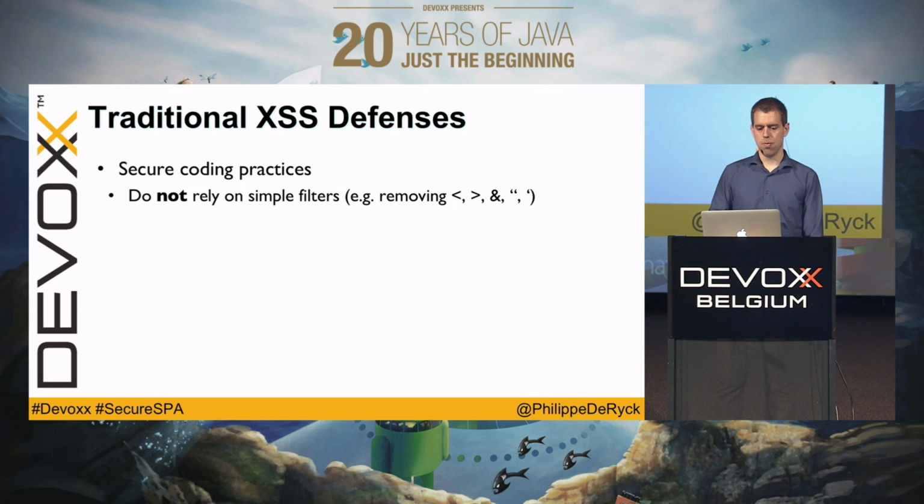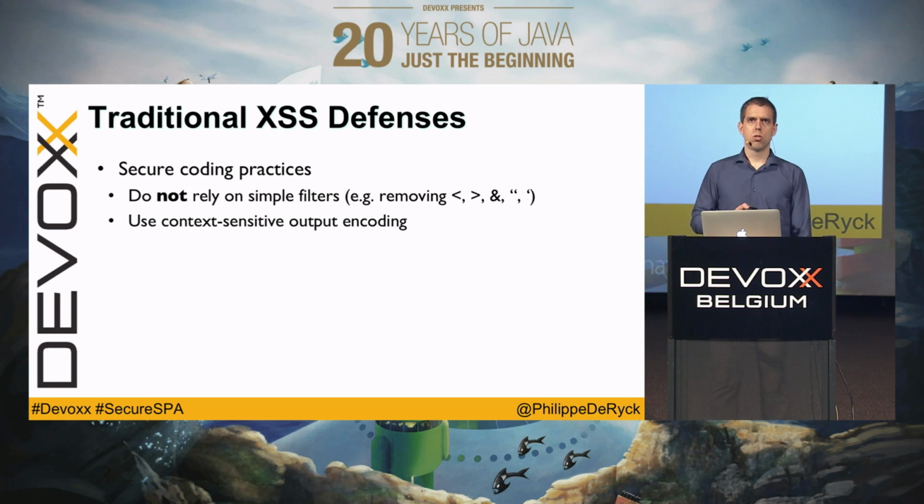So not the way to go. What you should do is use context-sensitive output encoding. In context-sensitive output encoding, you encode the dangerous or untrusted content in such a way that it is relevant for the context you're running it in. And with an example, it will become more clear.